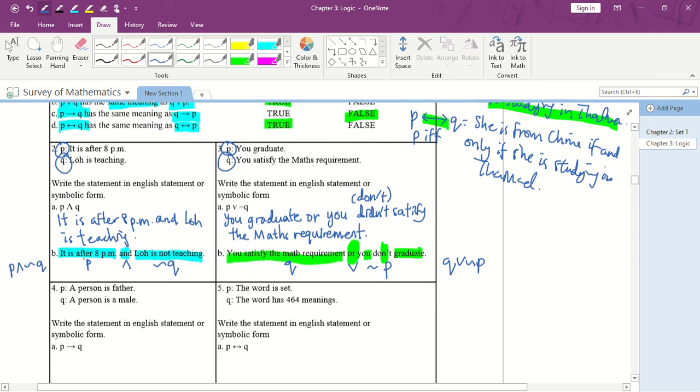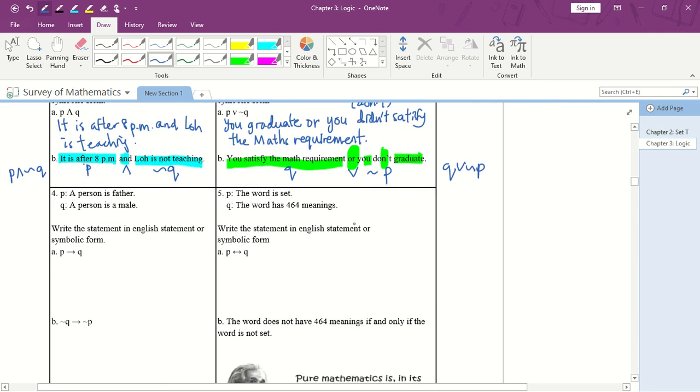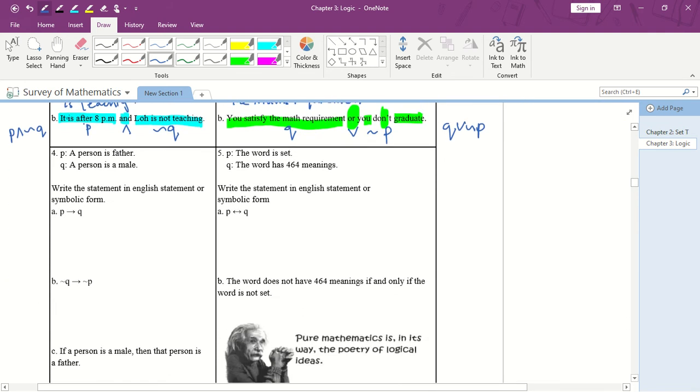I believe that you can somehow get it. And let's look at the next question here. A person is a father. A person is a male. So if you need to write it in the English form, it will be: if a person is father, then a person is a male. Okay, so if P then Q.